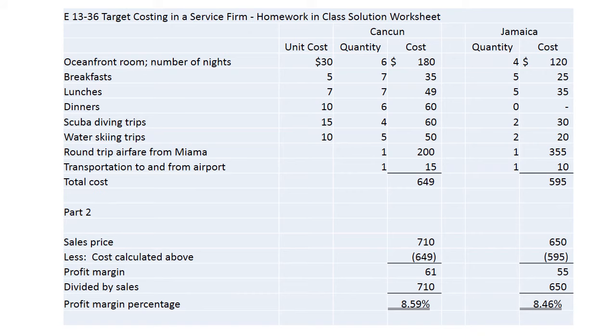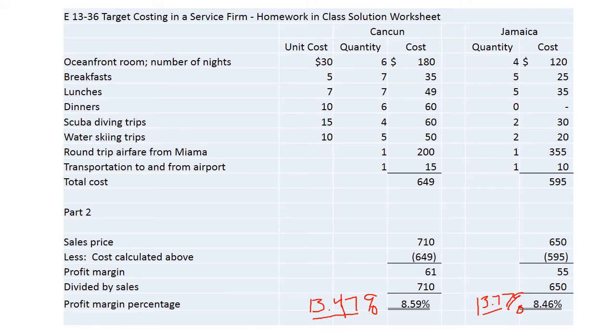which is 8.59%. Originally, that was 13.47%. And for Jamaica, it went down to $55, which is 8.46%, and that was originally 13.77%. So if we're doing target costing, we want our profit percentage to remain at these original roughly 13.5 and 13.77%.